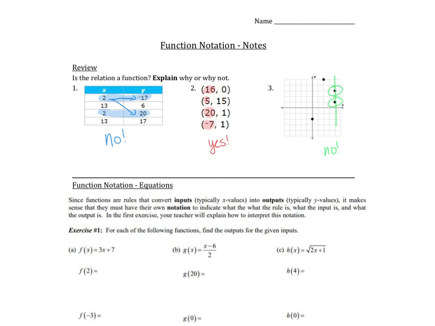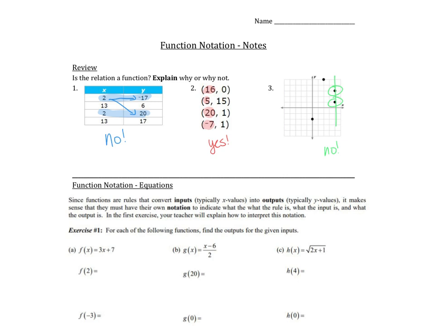For number 2, that one is good because all of my inputs are different. So since all the inputs are different, that is a function. For number 3, that's a graph, and I use the vertical line test to figure this one out. Because it does not pass the vertical line test, that one is not a function.